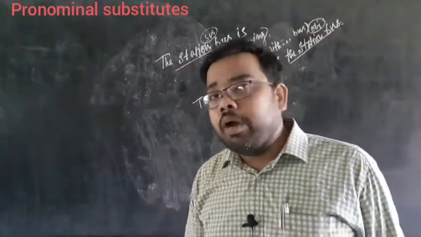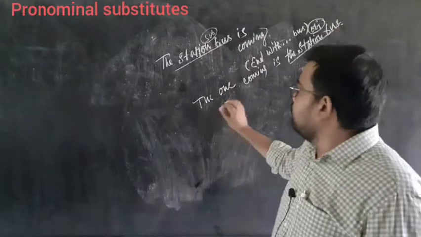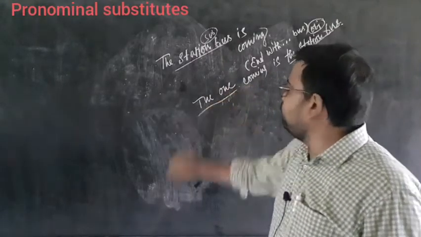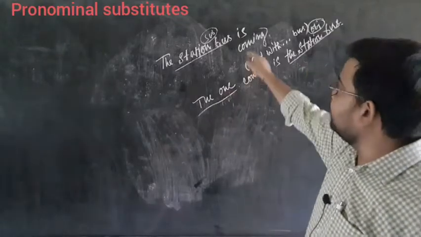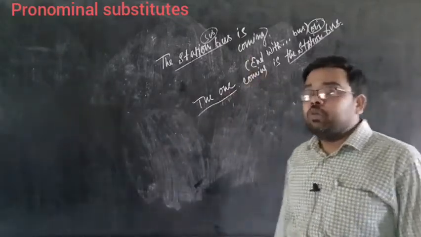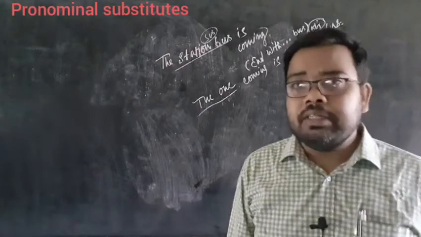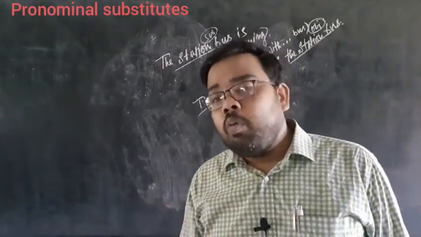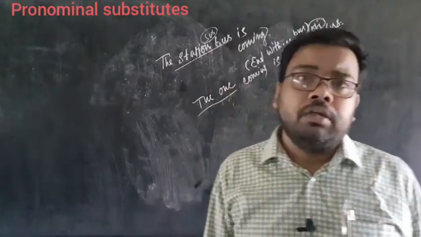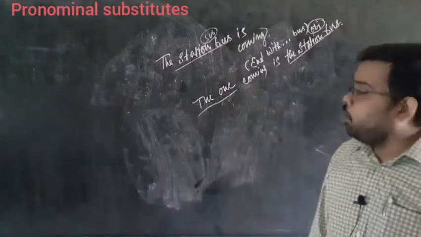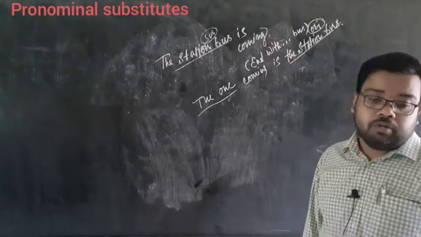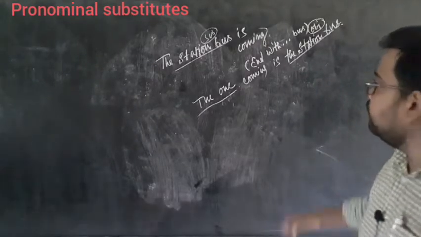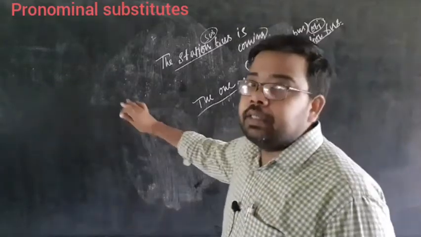And number two, what we can see further here: who is the subject? The one. And in the first sentence it was not there. So we are substituting the original subject, the station bus, with a pronoun. The one. With a pronoun. So what we are doing there? Subject is shifted to object.